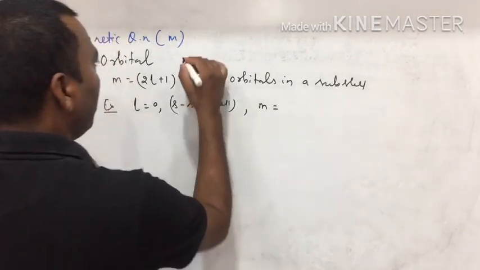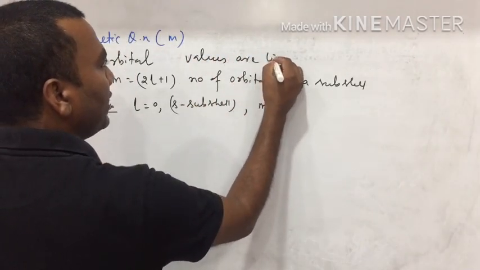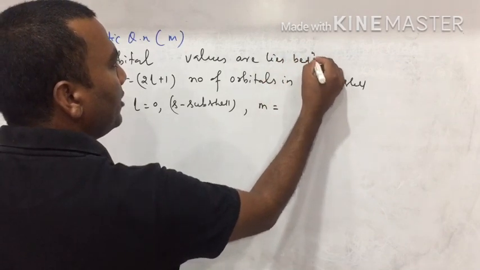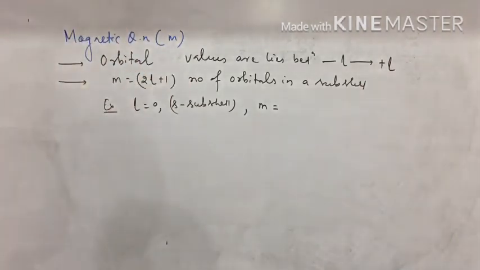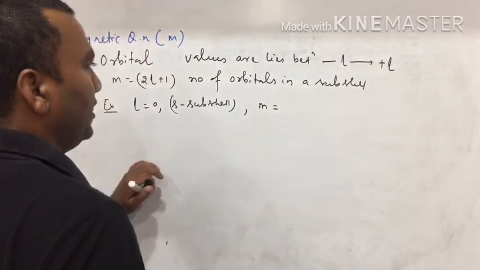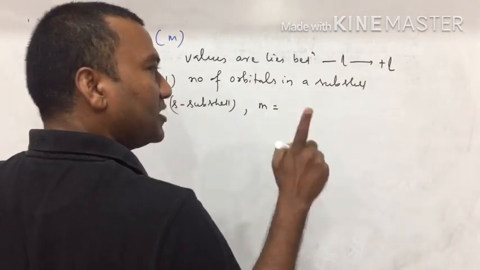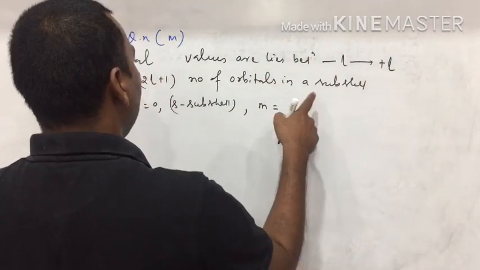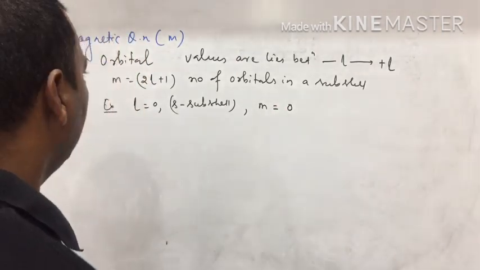But what is the value? Remember, the values lie between minus l to plus l. So here how many m values will come? How many orbitals are present? One. What is the value? 0, because minus 0 to plus 0 means 0.